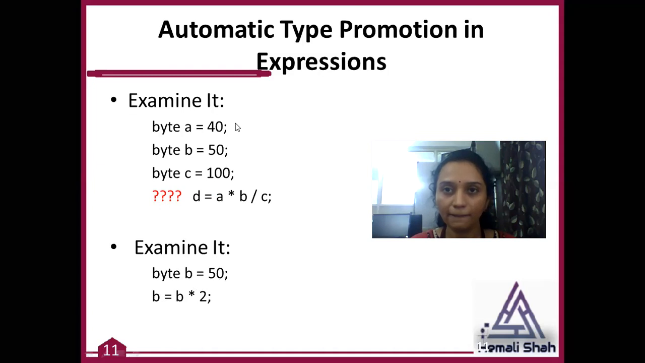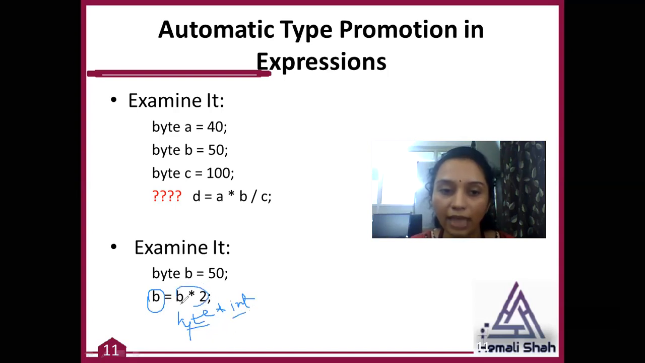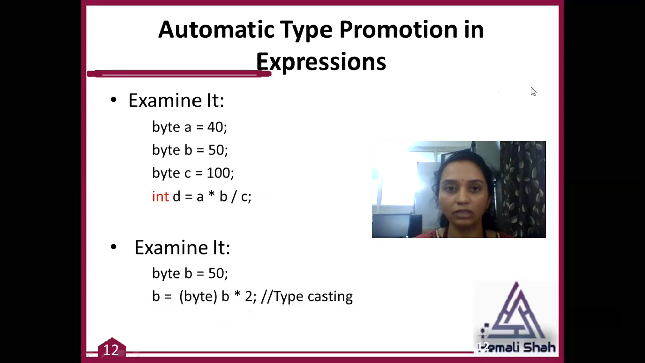So whether it will work or not, what should be the resultant data type here, byte or int? Whenever you are using an expression, your resultant data type always takes the highest data type from the operands available in the expression. So let's talk about the type promotion rules in expressions.